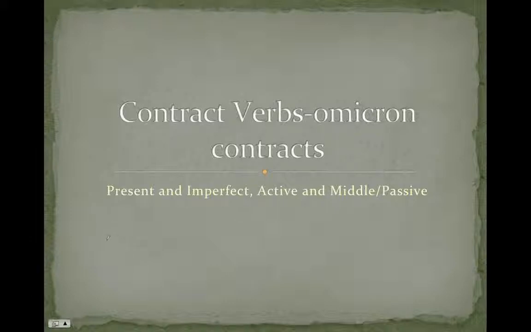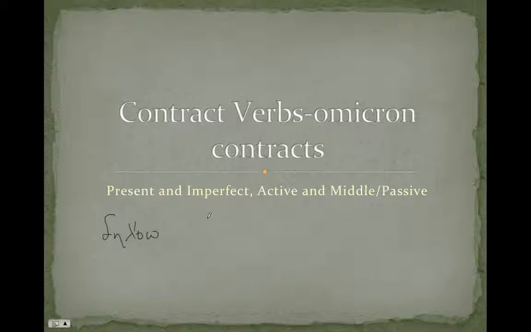The last of the contract verbs you're going to encounter are the omicron contracts. So those verbs whose stems end in omicron, like deloo, to show. Now the basic rules, again, are going to follow largely the same idea as the other contracts, but we're going to have some basic differences in how various verbs contract.